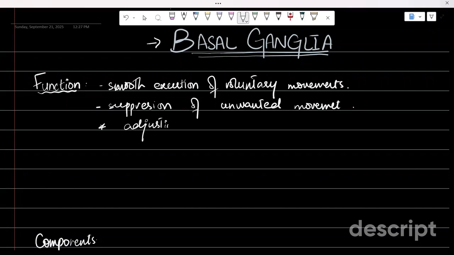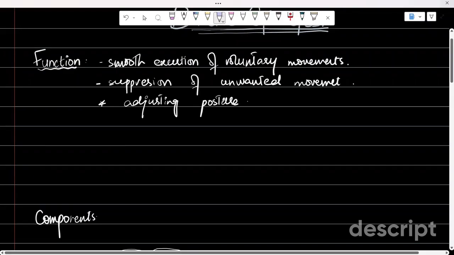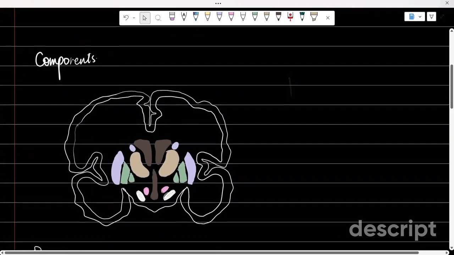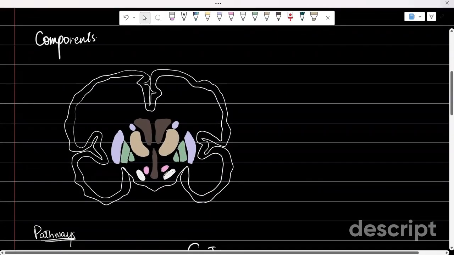The other part of brain helping in posture is cerebellum. So basal ganglia basically influences the motor signals to the thalamus. So the signals going from the cortex to the body via thalamus, they're influenced by basal ganglia and refined. So we know the basic function of basal ganglia. Let's move on to the components of basal ganglia.